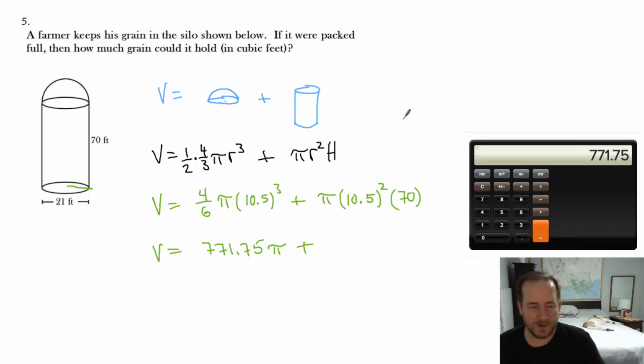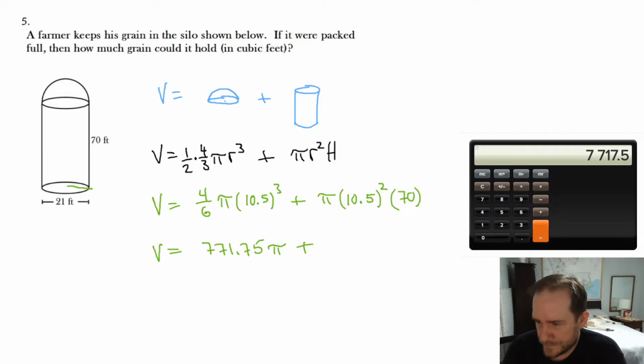Now to do the other one. All right, I've got to do it in my calculator again. We're doing more work. We're going to do 10.5 squared. So 10.5 times 10.5 equals. Now take that number, multiply it by 70. And I'm getting 7,717.5. And that should still involve pi as well.